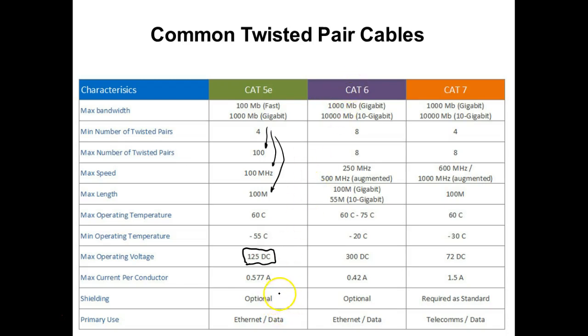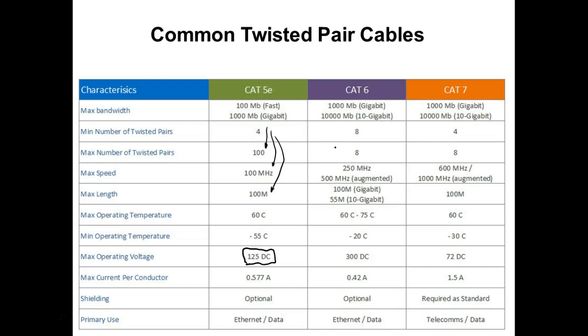And then we can get Cat5 in unshielded or shielded twisted pair. And here, Cat7 is going to be shielded. So Cat5 is used in Ethernet or any other types of data. Cat6 is used in Ethernet or other types of data.